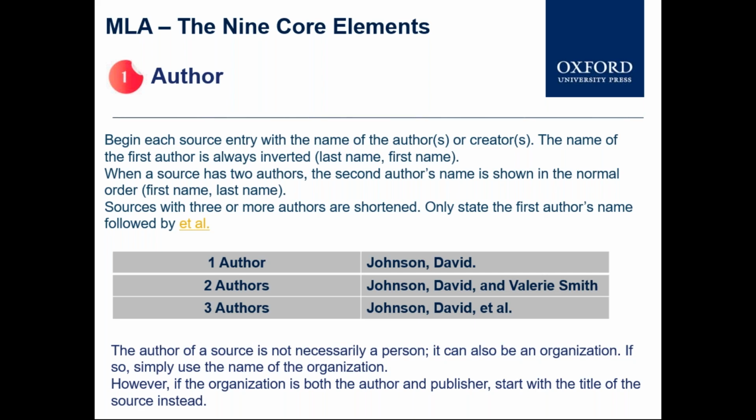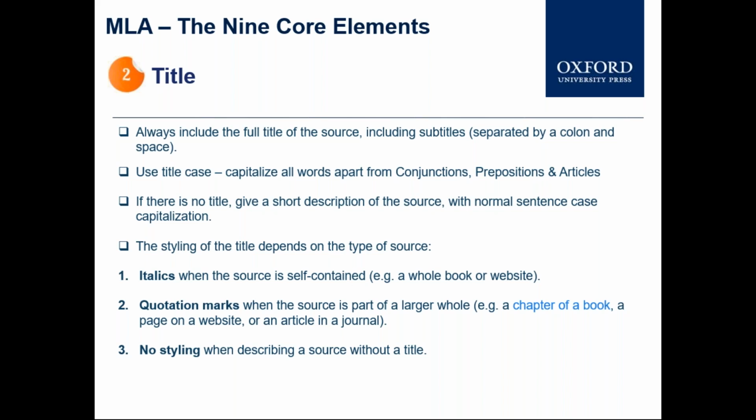If there are 3 authors, only the name of the first author is in the inverted format, and you write et al. Et al. means there are many more. You don't need to write the names of all the authors. But you actually don't need to write any of these. I'm just telling you that this is how it will show, so that when you see et al., you know why it is et al.